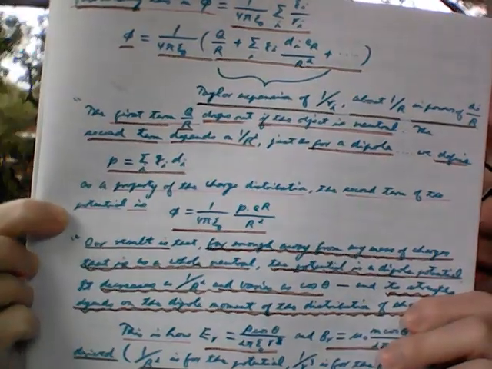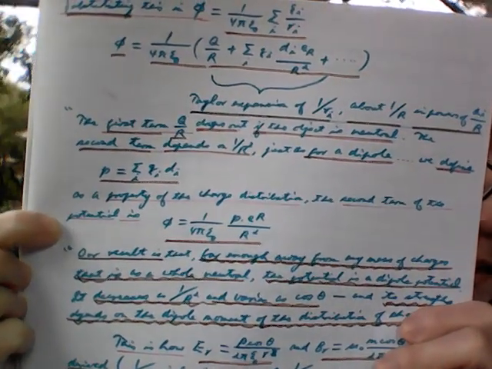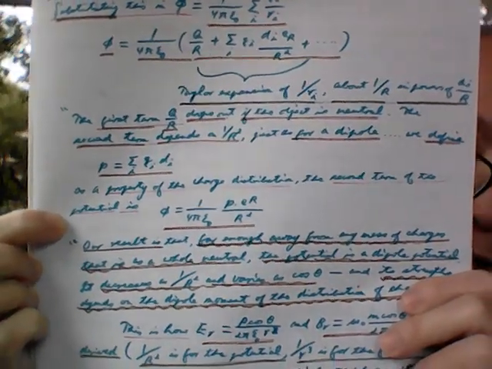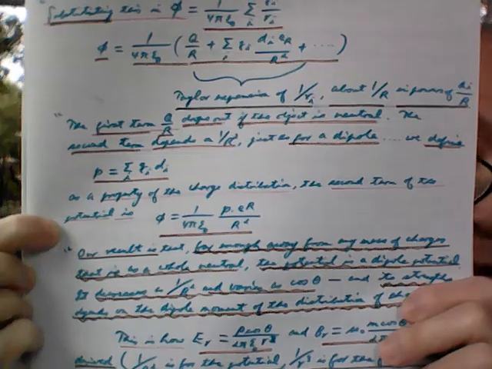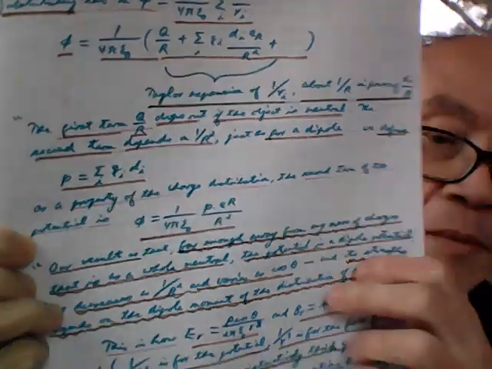Then this is the final result. This is the final result derived mathematically by Professor Feynman. And Feynman said, our result is here.